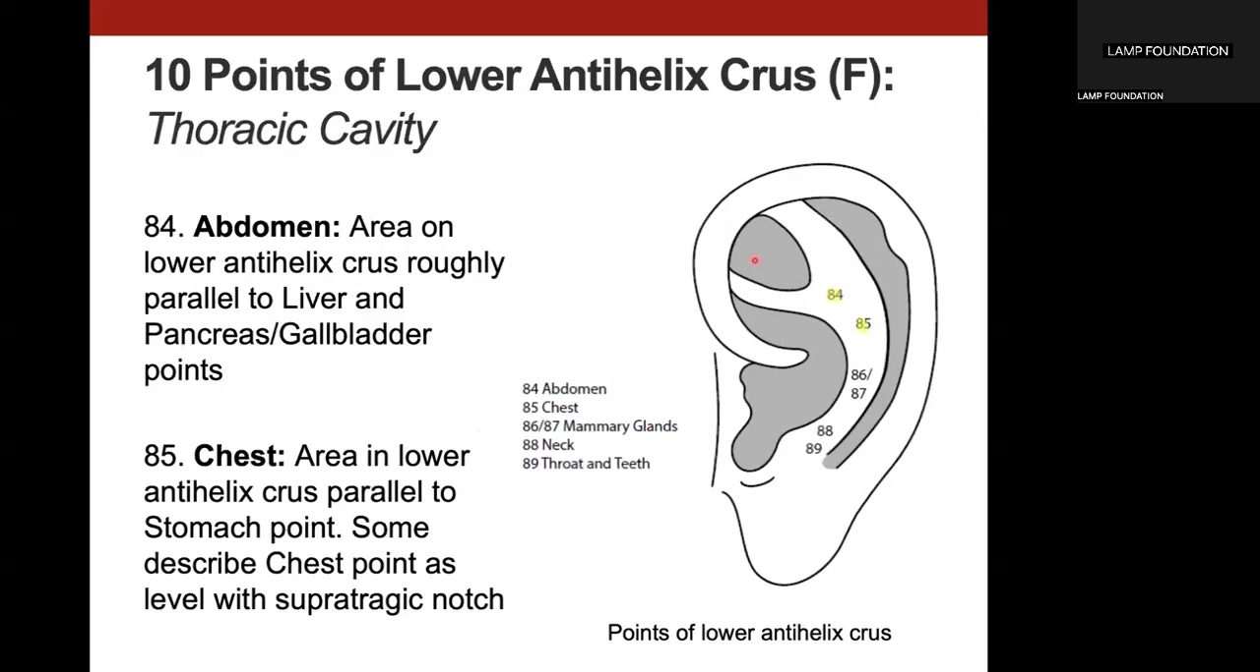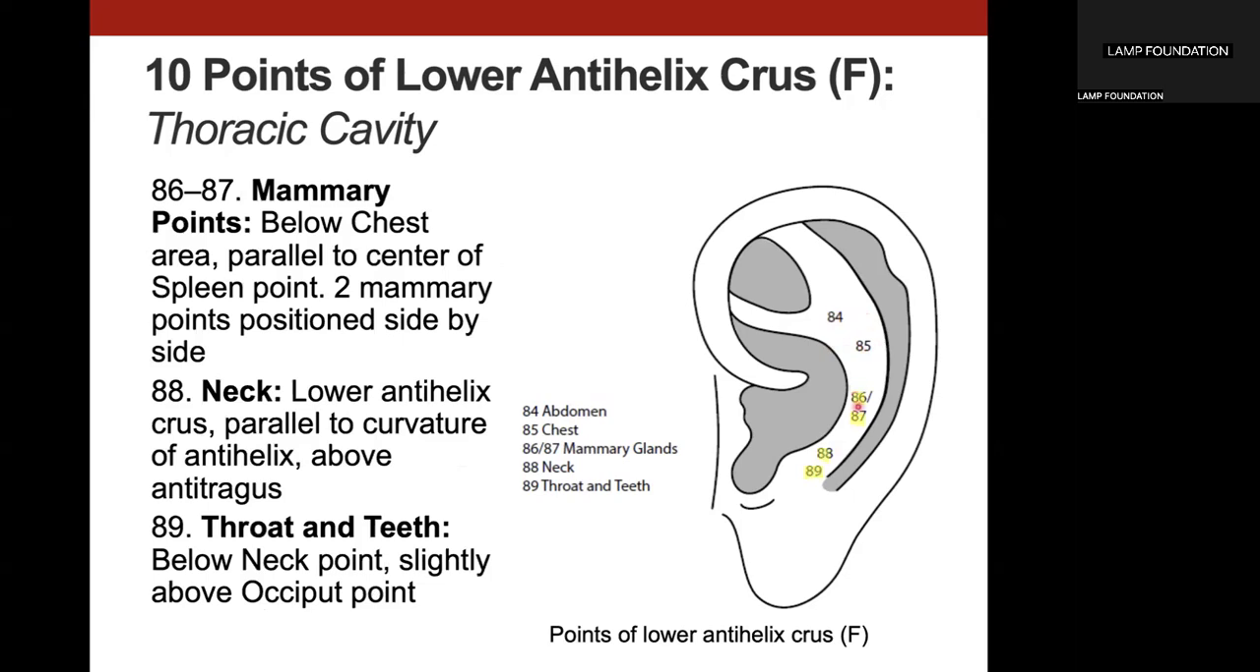Next, we go to the 10 points of the lower antihelix Crus, the thoracic cavity. We start with number 84, the abdomen. This is the area on the lower antihelix Crus, roughly parallel to the liver and pancreas gallbladder points. 85 is the chest area in the lower antihelix Crus parallel to the stomach point. Some describe the chest point as level with the suprasternal notch.